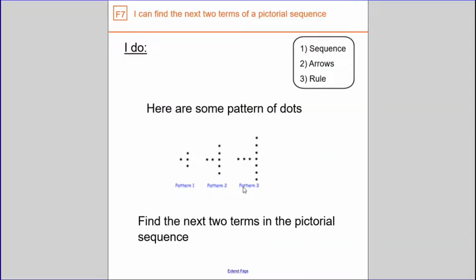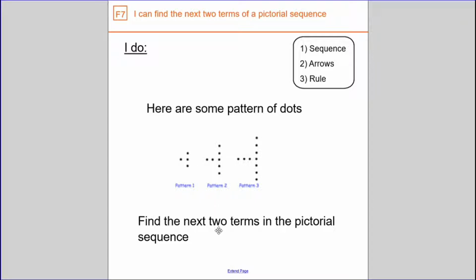I can find the next two terms of a pictorial sequence. So whether we are dealing with a pictorial or a numerical sequence, we still need to use our three key steps: sequence, arrows and rule. Here are some pattern of dots. So we've got a pattern of dots below. We've got pattern number 1, pattern number 2 and pattern number 3. And we can count the dots to check how many dots there are in each pattern as well.